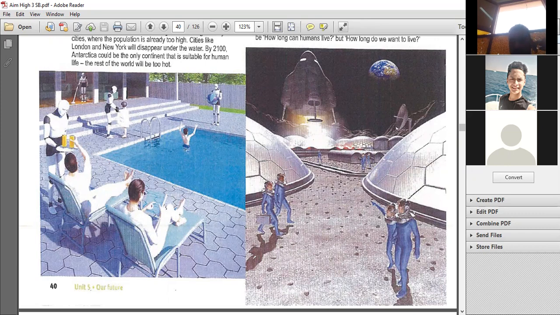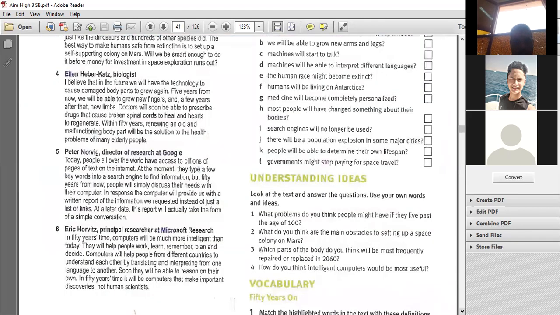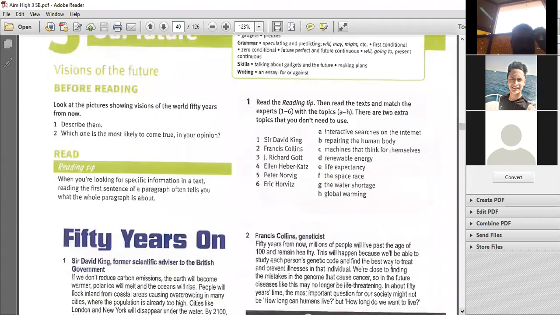Number 2, we live on what? Picture number 2: people live on the moon. Okay, Yusuf, now I want you to read this passage.